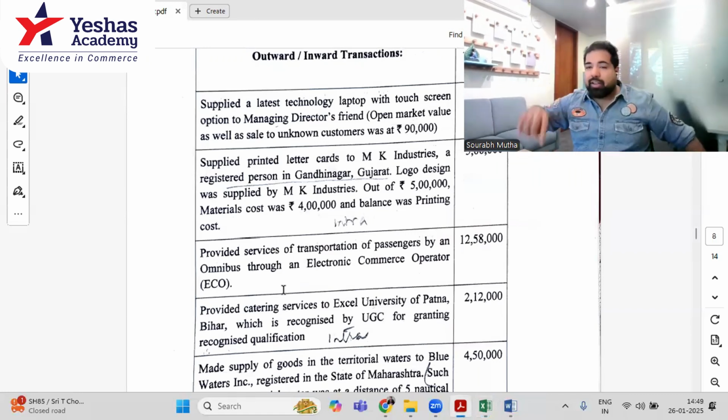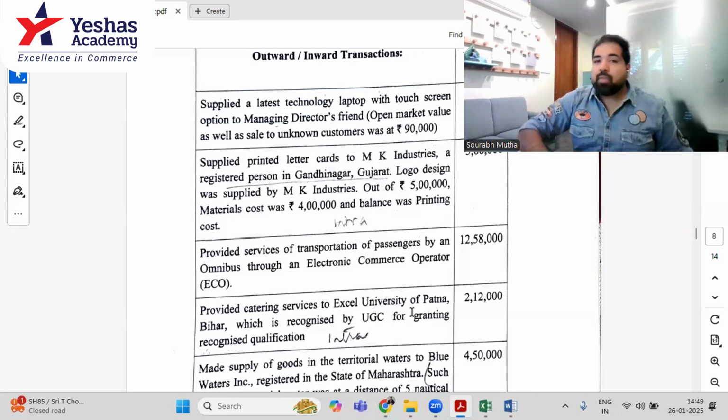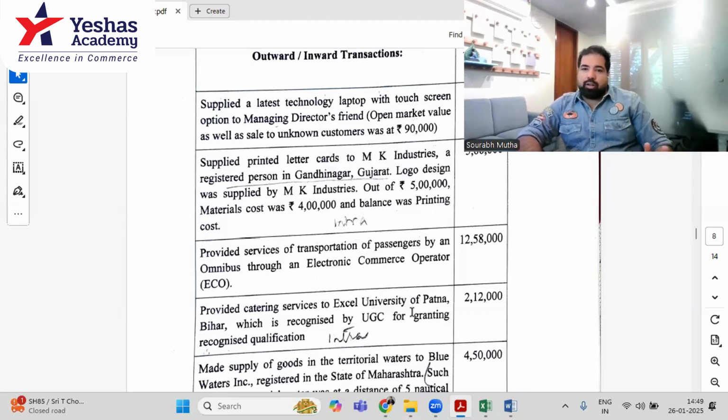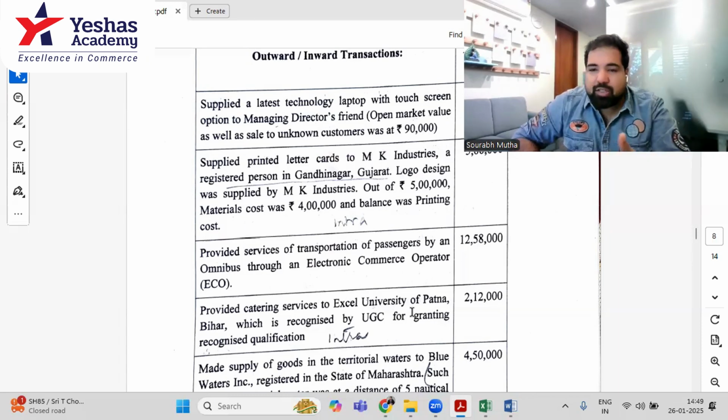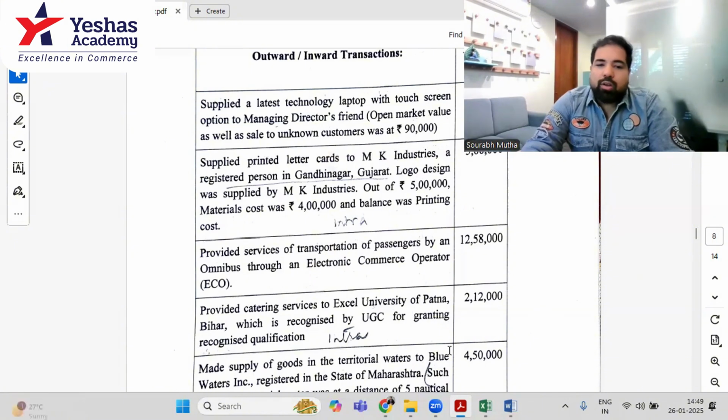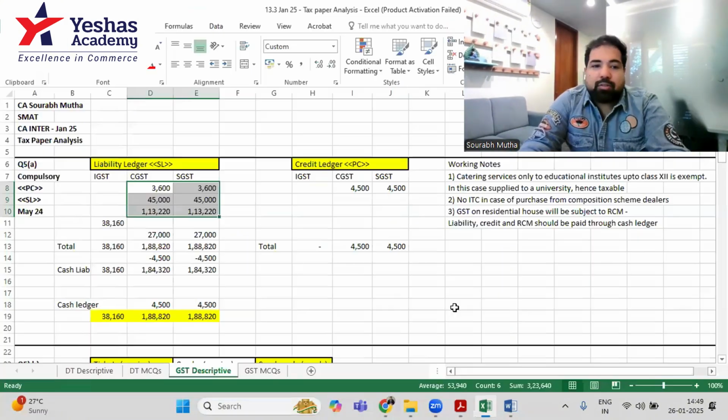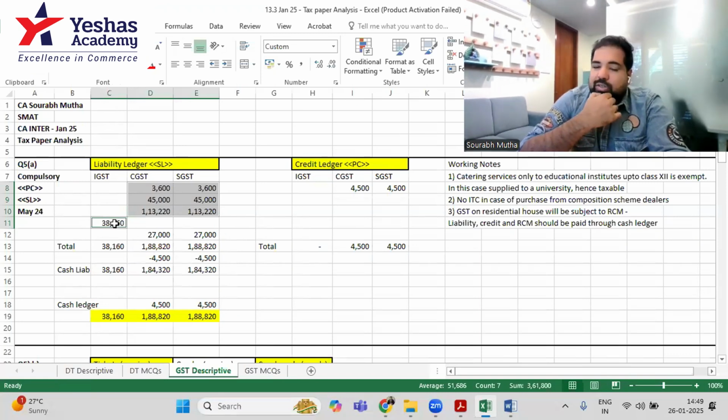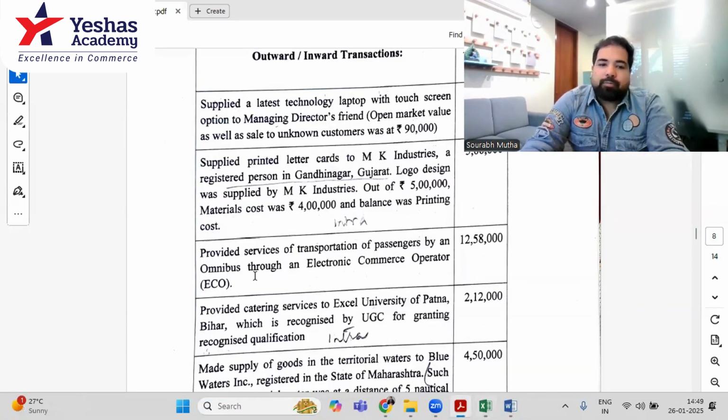And now you're providing catering services to a university in Patna. So of course, this is interstate, not intrastate. And in this case, providing catering services, if you remember TCS, transport, catering, and security, only up to school is exempt. This is to a college, and hence this will be taxable, but this will be IGST. So 38,160 will be IGST, again service. So service is dominating here.